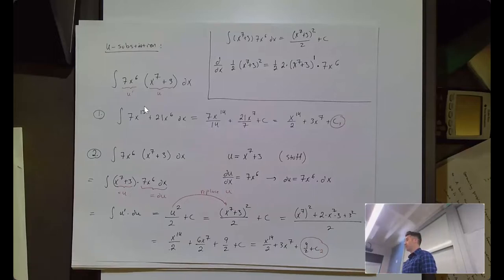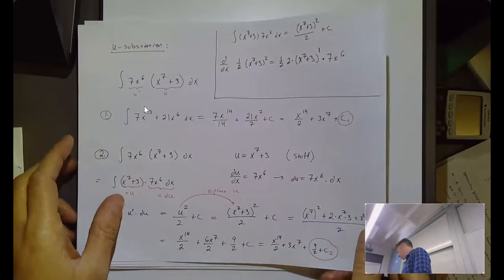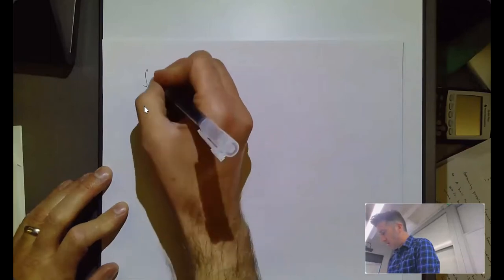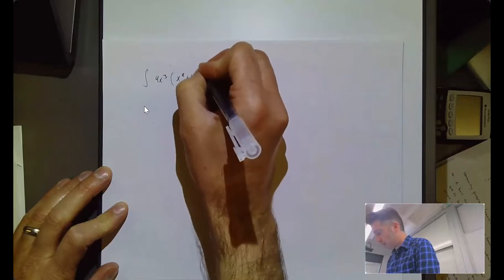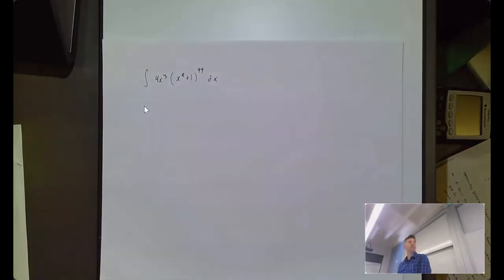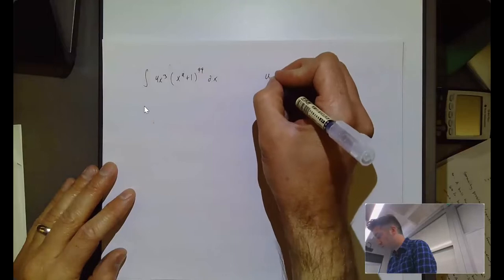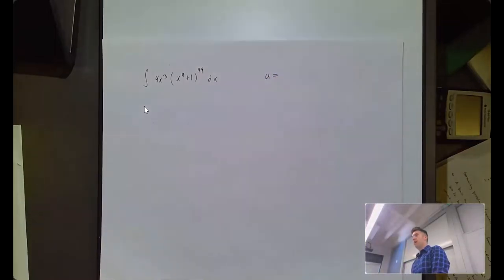Let's look at another example, a slightly more complicated example. Well, not a ton more complicated. So let's say we had something like this: the integral of 4x cubed times x to the 4th plus 1 to the 99th power. In this case, technically someone could multiply it out. It would take a while. You don't want to do that. So really, we are kind of forced to do a u-substitution here. So what are we going to pick for u? What seems like a good choice?